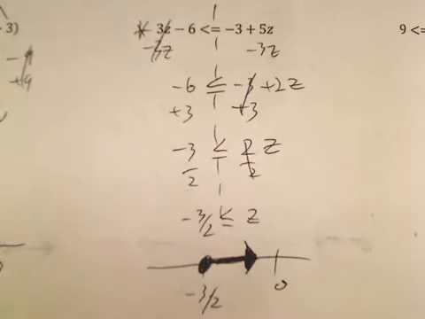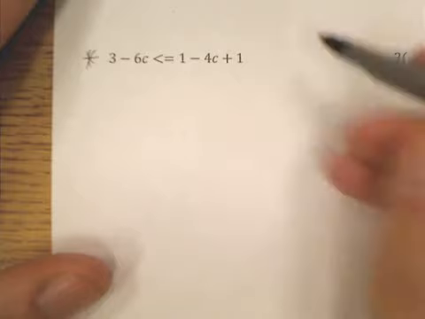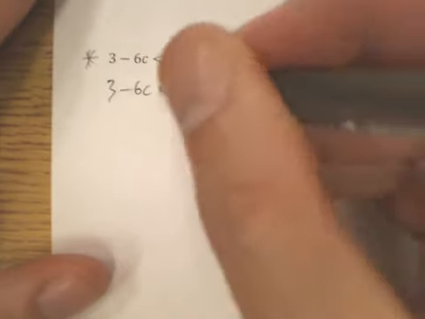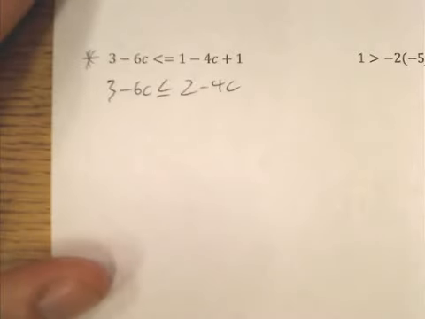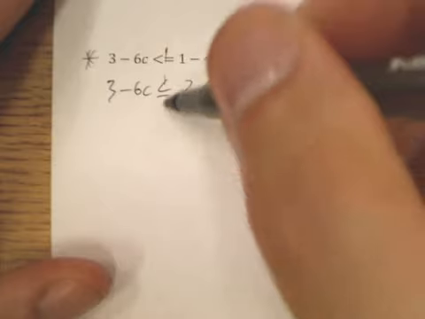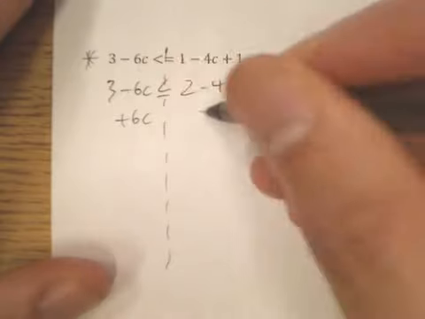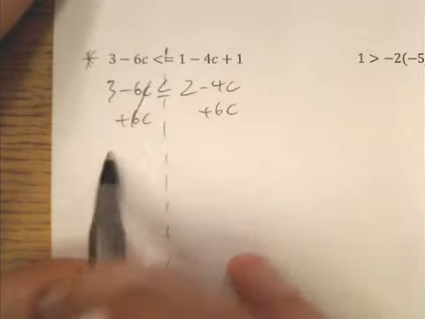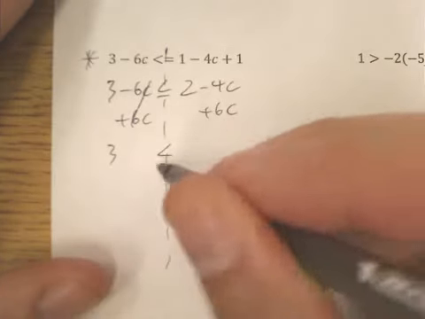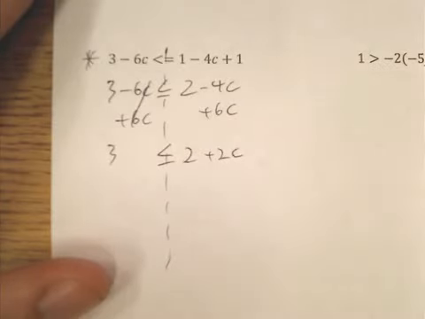I'm going to do the last one on the left on the page. Okay, there's a couple things to do here to start, right? You have 3 minus 6z less than or equal to 1 plus 1, that gives you 2. And then you have a letter on both sides. Let's go plus 6c. And what's that going to leave me with? You got 3 less than or equal to -4 plus 6 is plus 2c.